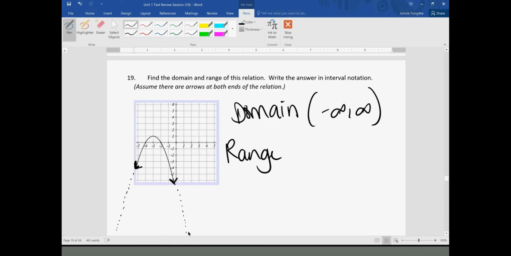And then for the range, you always start from the bottom. As you can see here, it's starting from the very, very bottom, negative infinity, and it's going all the way up to what y value? Positive 1. And it does touch at 1, so we're going to use a bracket. Okay?